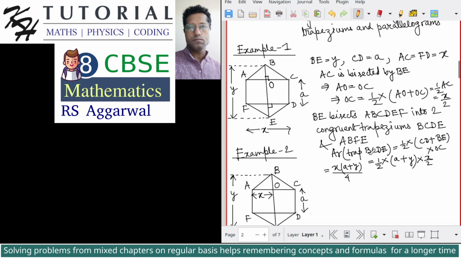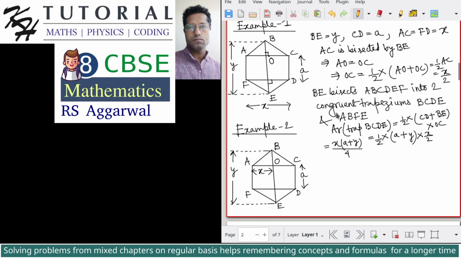Now please note that this x into a plus y by 4 is not any formula. I am not trying to give any formula. I am just trying to explain, if these are the dimensions given, then this way we can find the area of the entire hexagon. We can see that diagonal BE is dividing the regular hexagon into two congruent trapeziums, whose area individually we can easily find from the given dimensions.